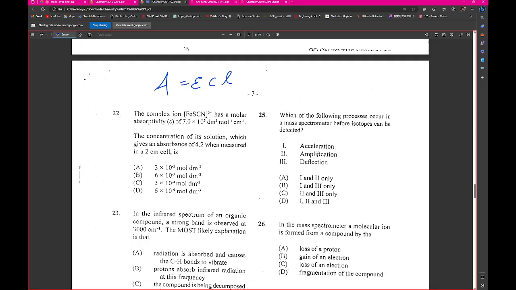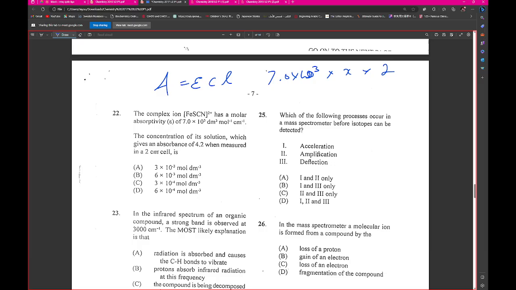Wonderful. So we have the molar absorptivity, which is 7.0 times 10 to the third power. The units are all the same with every answer, so you don't have to watch units in this one. We multiply it by the absorbance, which is given when measured in a cell. What are we calculating here? The concentration. So we're going to have x here, and the path length, which is 2, is in cm, so it's fine.